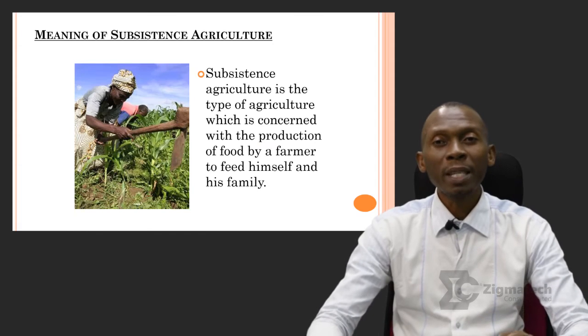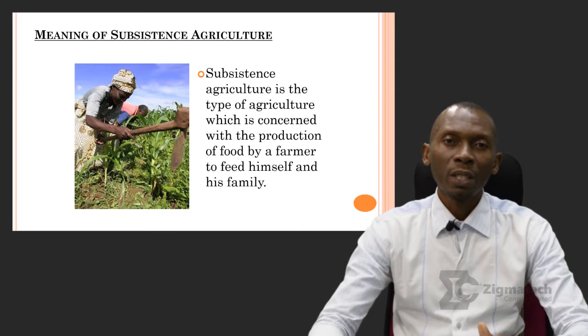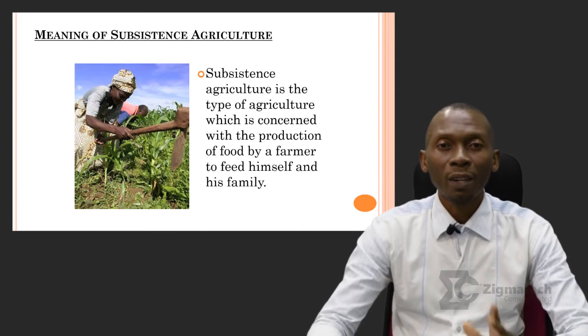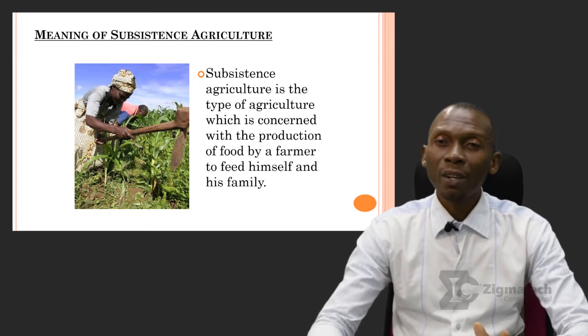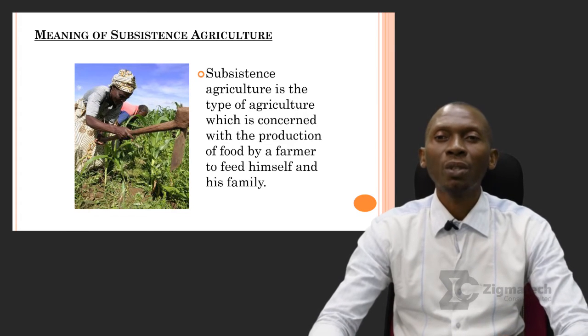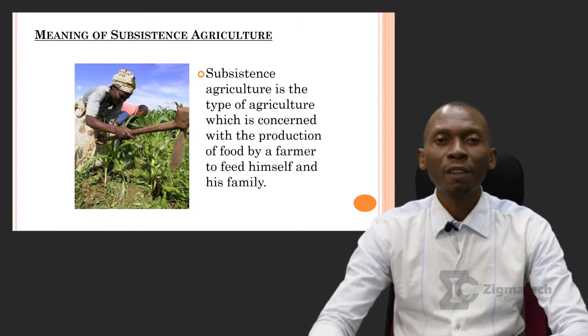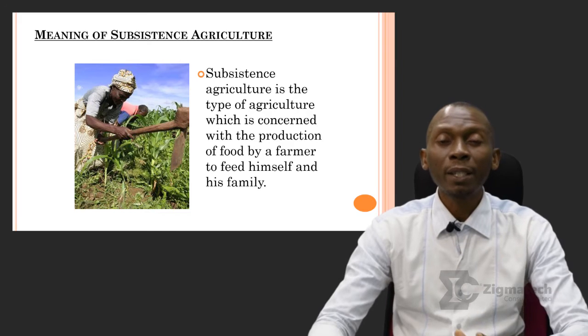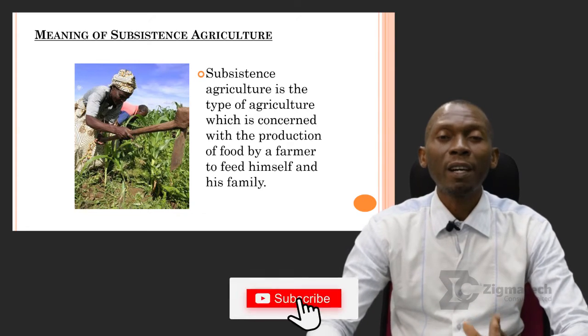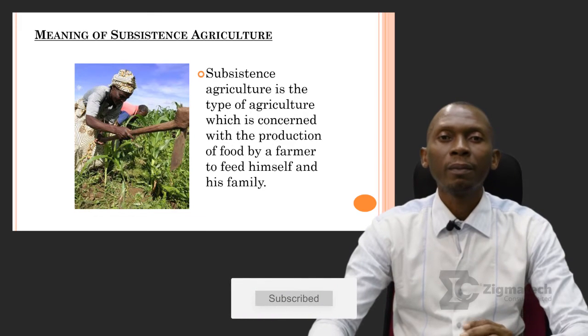Let's start with the meaning of subsistence agriculture. Now, what is subsistence agriculture? Subsistence agriculture is a type of agriculture which is concerned with the production of food by a farmer to feed himself and his family. So that's what subsistence agriculture is about. The farmer just has to produce food in order to feed himself and his family.